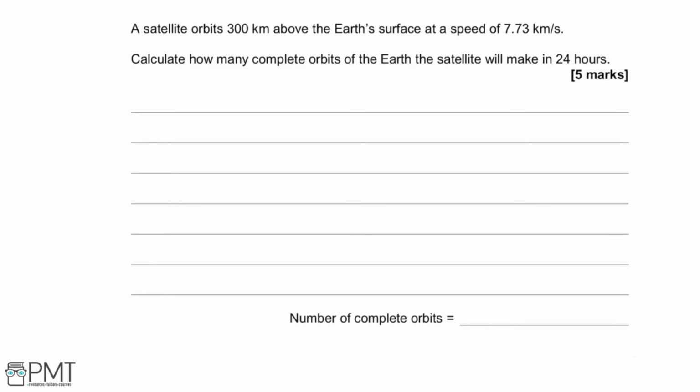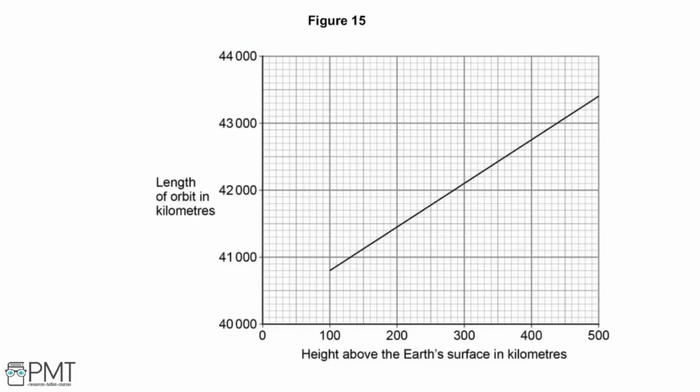So our first piece of key information here is that the satellite orbits 300 kilometres above the Earth's surface. This is important because we know that connects to the graph. The graph on the x-axis has the height above the Earth's surface in kilometres, and so we can use that information to find the length of the orbit on the graph. So it was 300 kilometres above the Earth's surface, so using a ruler you can draw a line that connects 300 kilometres to the graph. So it's here. And that is the point that we're going to look at.